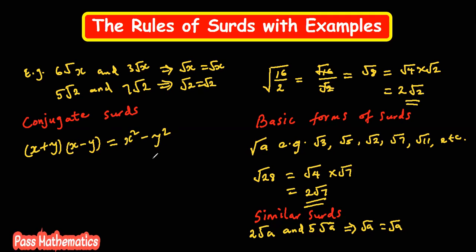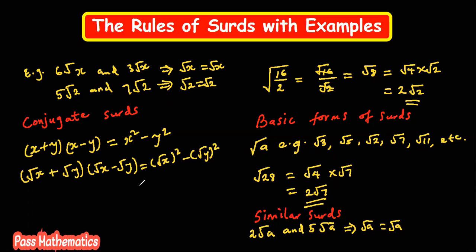In a similar manner, if we have root x plus root y in brackets, and then another one, root x minus root y, you know that it is equal to root x in brackets, squared, minus root y squared. And if we want to simplify further, we are going to have x minus y here. So let me give an example so that you can understand.